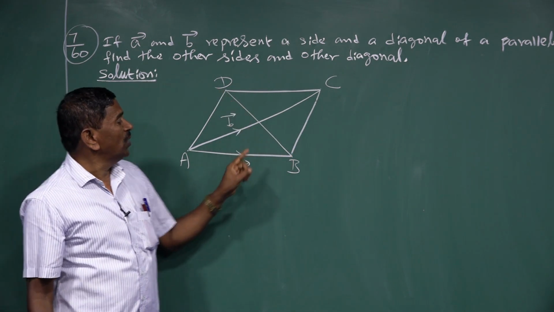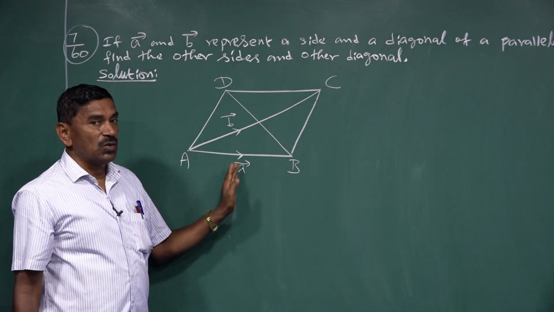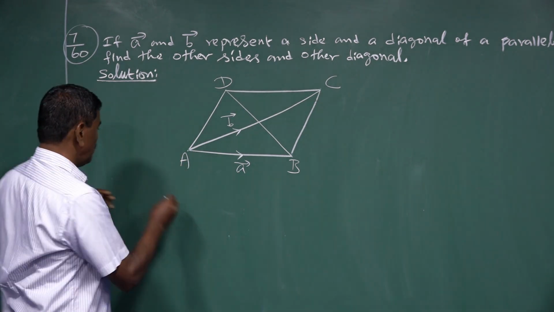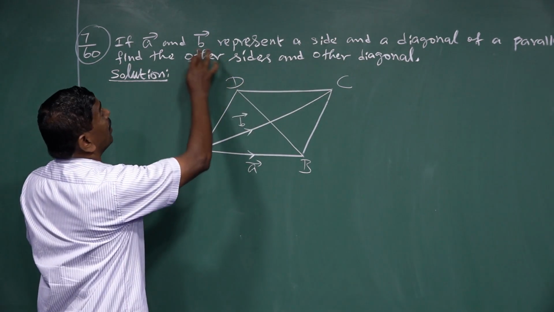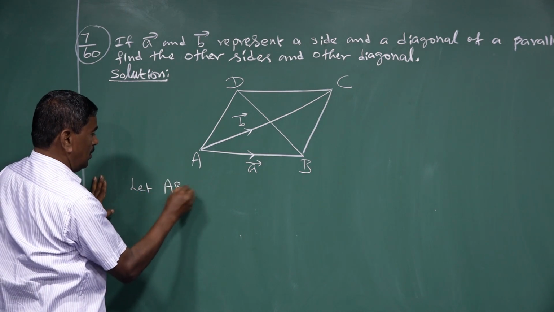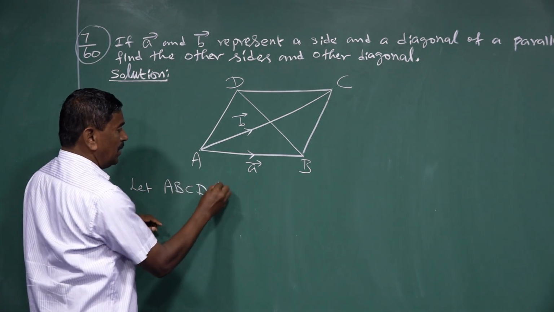Now let AB vector be equal to A vector and AC vector be equal to B vector. Listen. Let ABCD be a parallelogram.